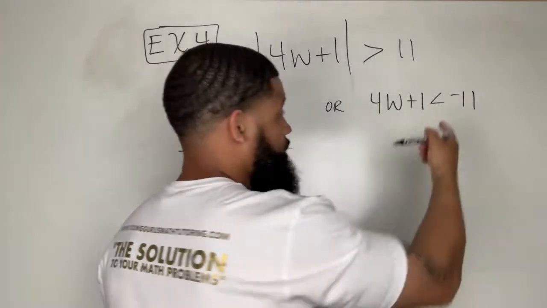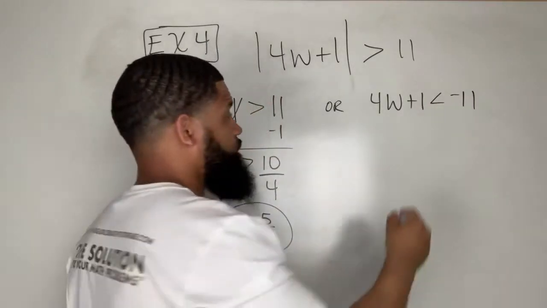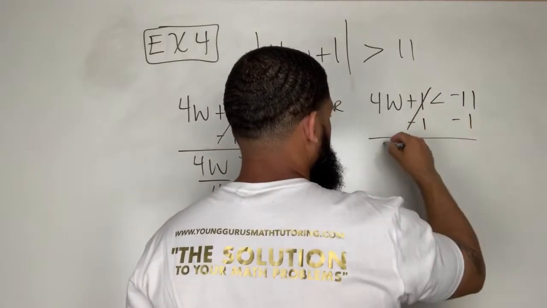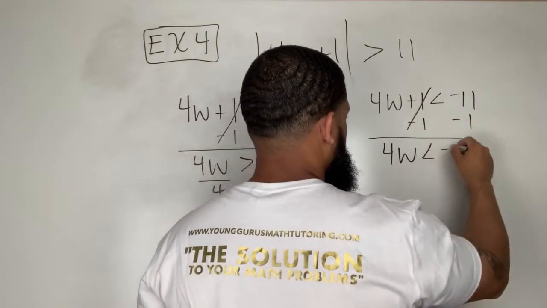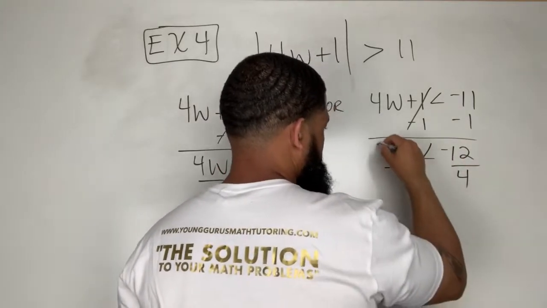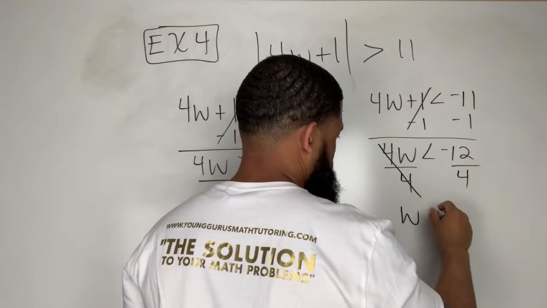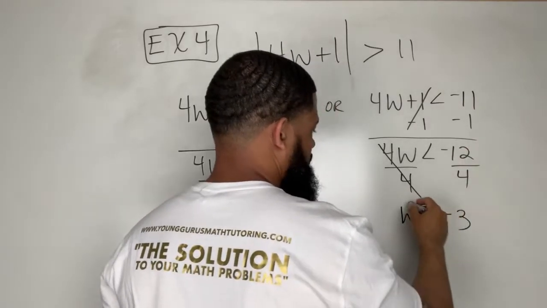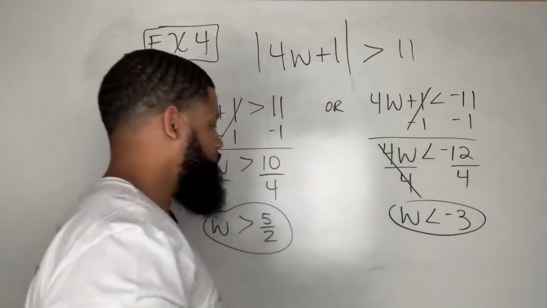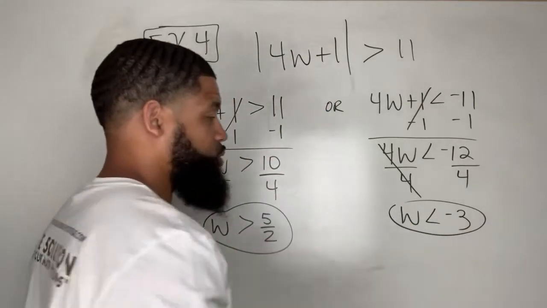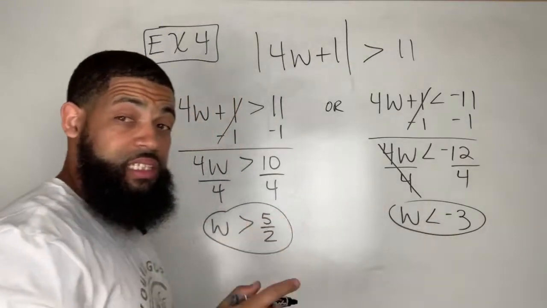And then we're going to do the same thing over here. Inverse operations and just solve. Minus 1, minus 1. Those cancel. 4w is less than negative 12. Divide by 4, divide by 4. Those cancel. And w is less than 12 divided by 4 is 3. Keep the negative. All right, so notice w is greater than 5 over 2 and w is less than negative 3.